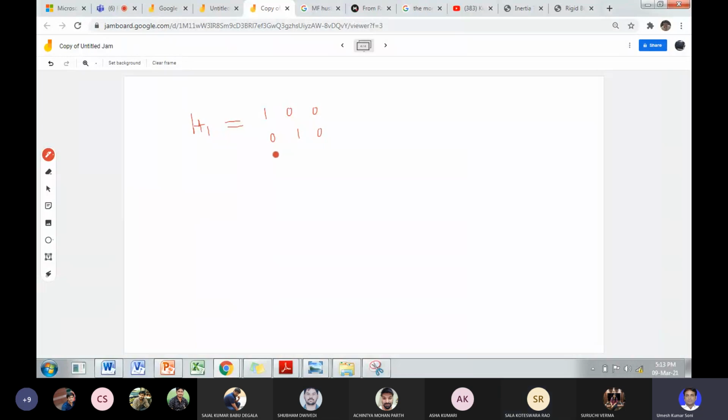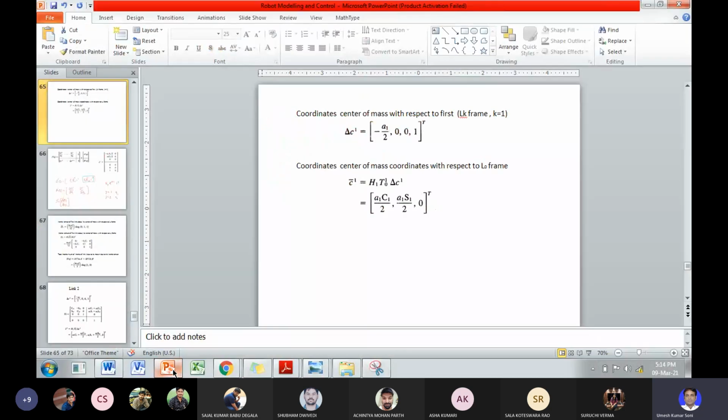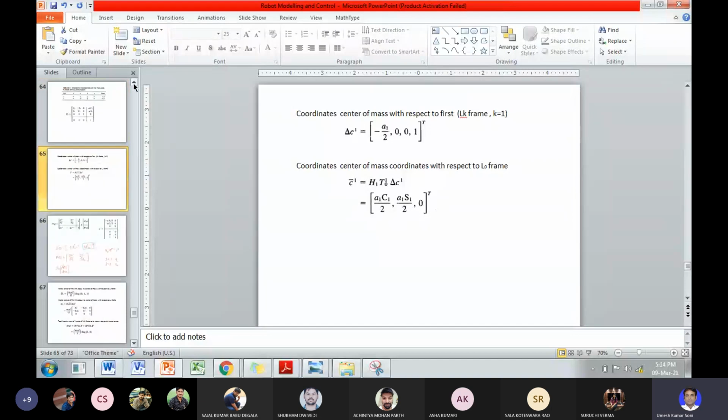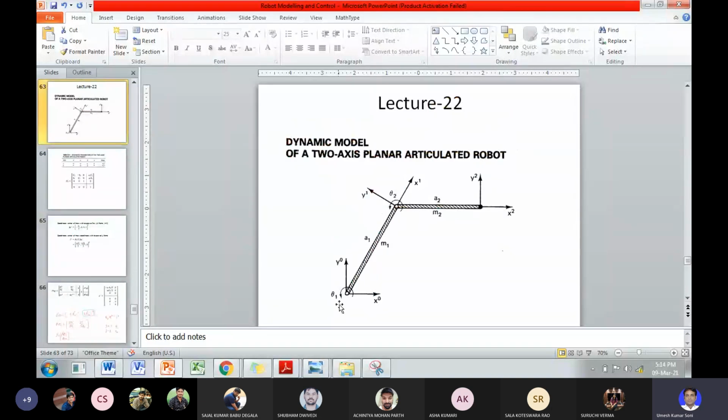This is simple: a unit vector, unit matrix, and additionally 3 zero elements added together. Okay, this is a 3 by 4 matrix, and T10 is defined because the rotation is along the z axis. Here you see that the rotation of this first link is along the z0 axis with θ1.